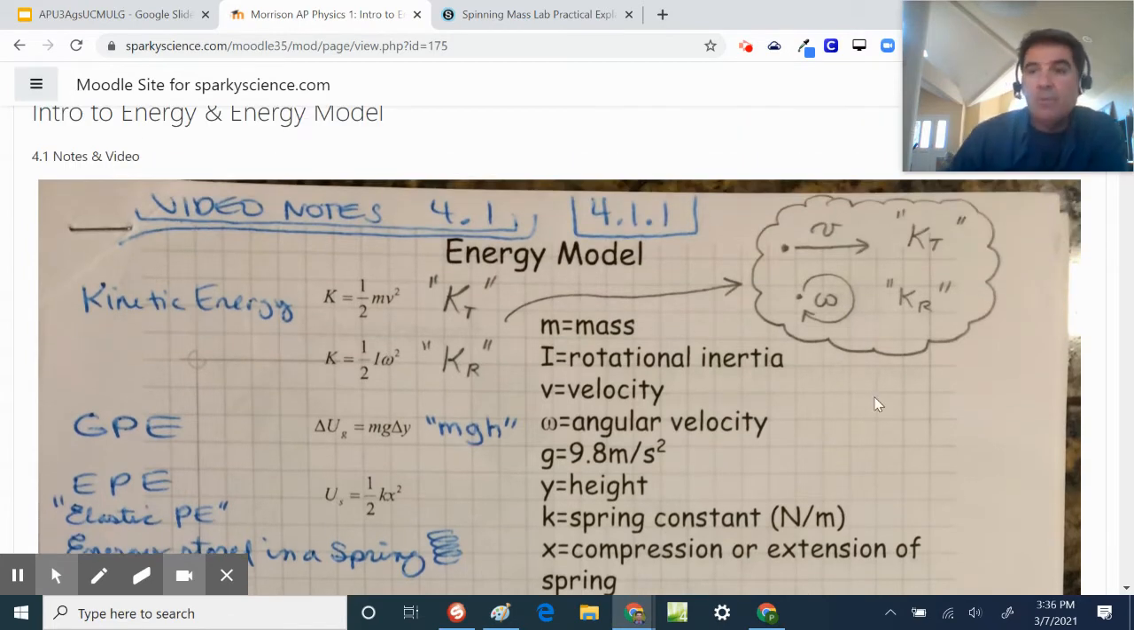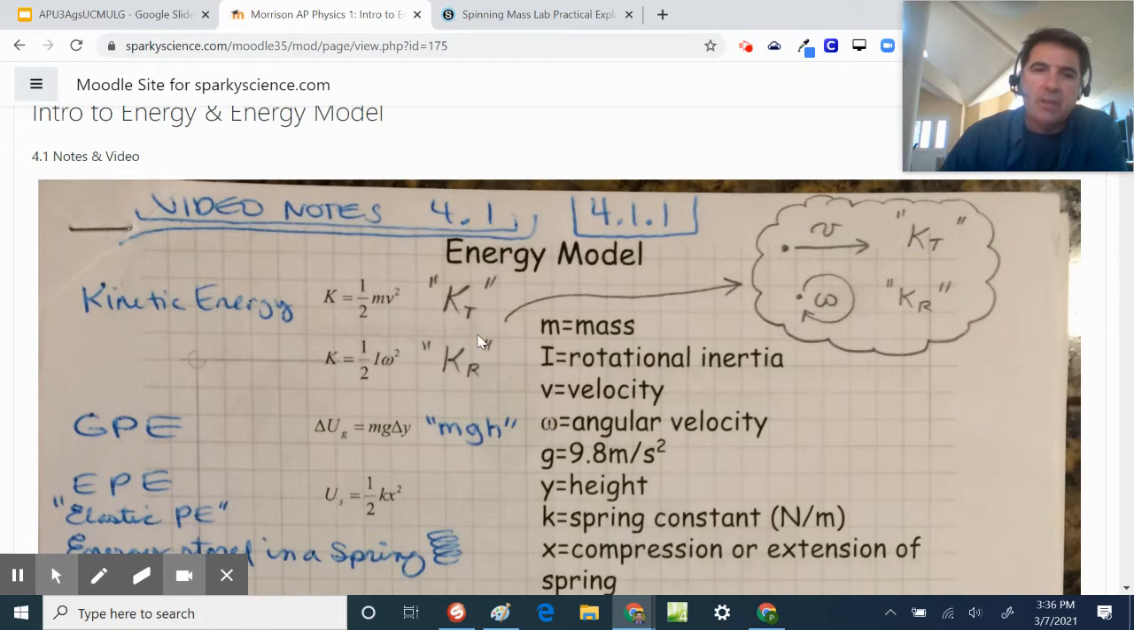Let's start off with kinetic energy. So kinetic energy is the energy of motion. And so K is kinetic energy. And it is defined as 1/2 times the mass times the velocity squared. So the object must be moving in order to have kinetic energy.